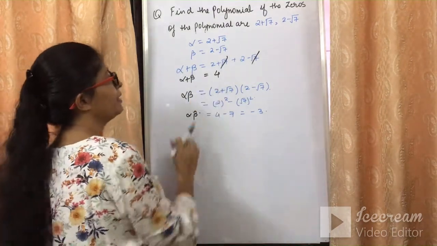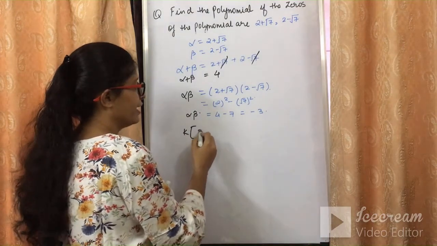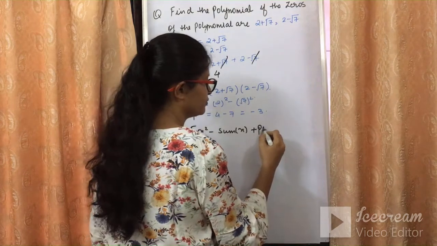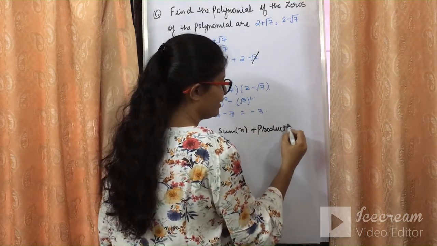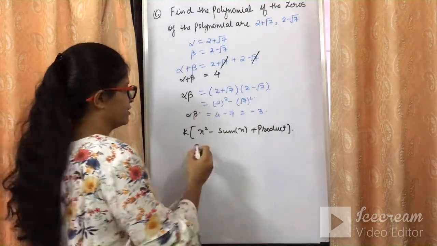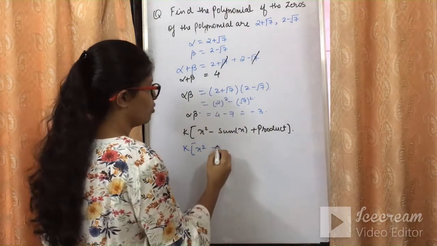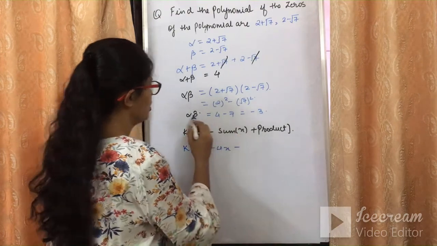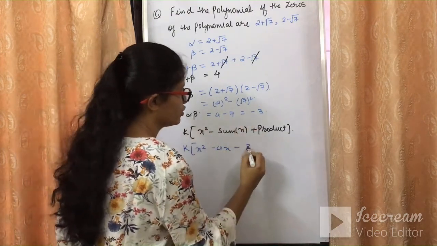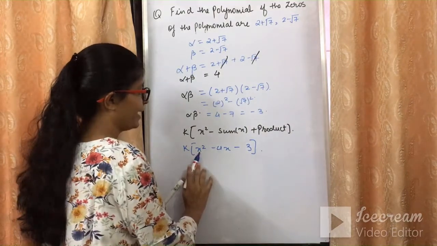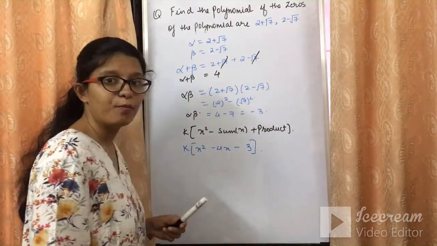Product मिल गया, sum मिल गया. What is the formula? k times x square minus sum of zeros times x plus product. Can we put in this and we will get the answer? See, it's how simple it is. k x square, what is the sum? Sum is 4, so minus 4x, plus नहीं, minus आएगा, minus 3 is the product. Fine. So the equation comes out to be x square minus 4x minus 3 is the polynomial.